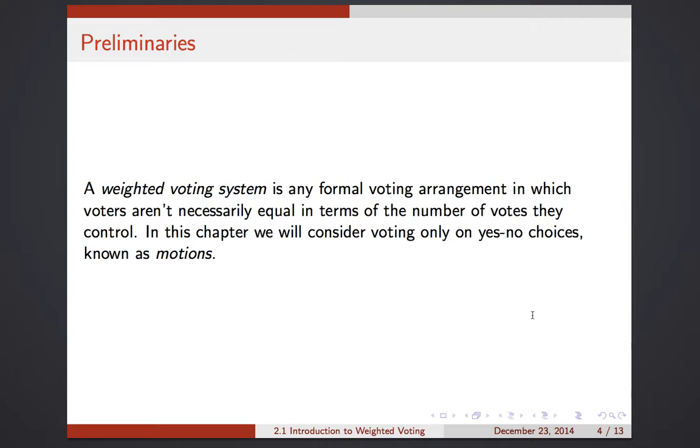So this is also in contrast to Chapter 1, where you could be voting for maybe 30 different candidates, right? In this chapter, there are only 2 candidates, quote-unquote candidates. You can either vote for yes or you can vote for no. So we will only be voting on motions in this chapter.